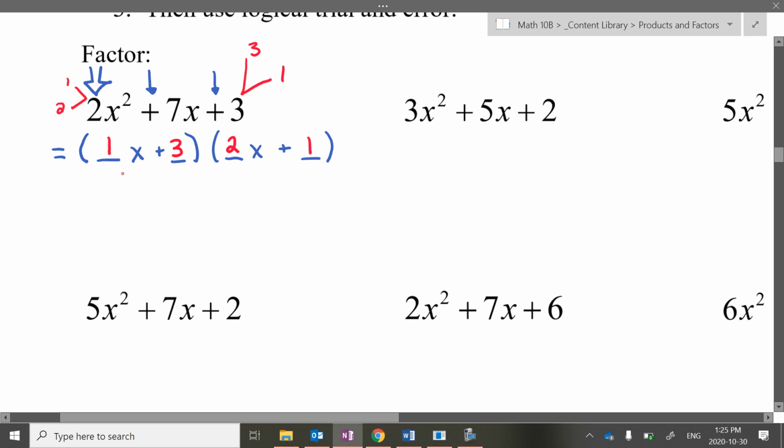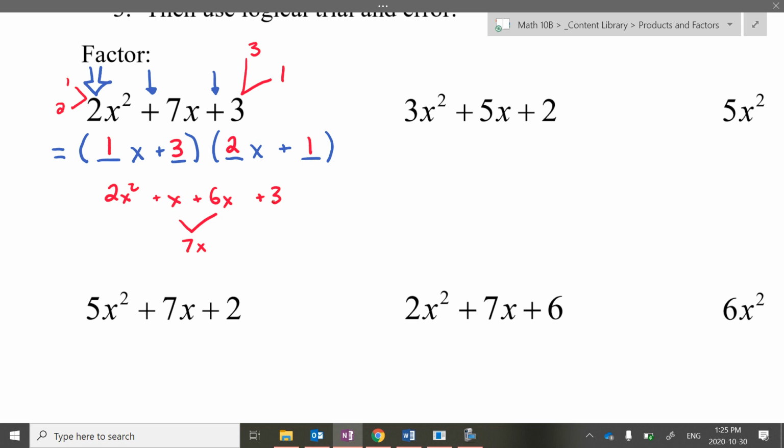The reason for that is, if we do our FOIL, 1 times 2 gives us our 2x squared. And then we would do 1 times 1, which gives us, that's really messy. Let's try this again. If we actually went through FOIL, we would get 2x squared. 1 times 1 gives us plus an x. 3 times 2, we needed that to happen to give us 6x. So that way we can combine these to get to 7x's plus our 3. So you have to be really strong with being able to multiply your polynomials in order to do these ones.